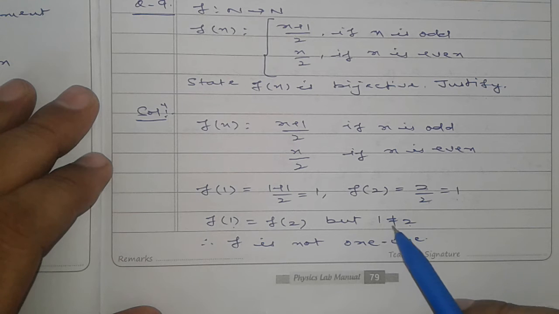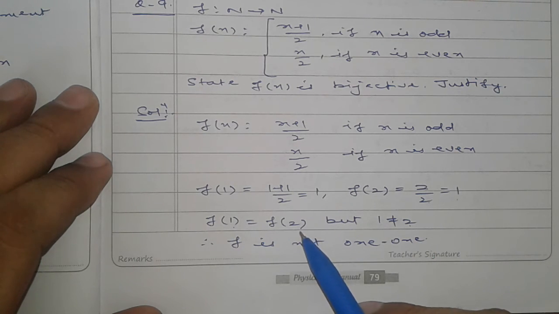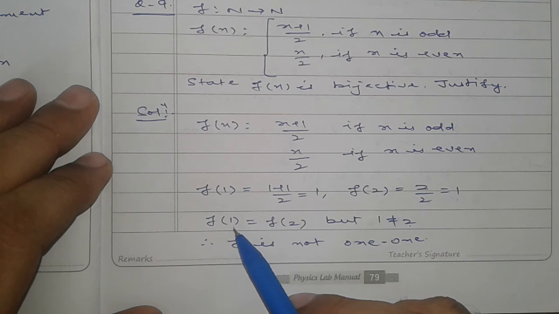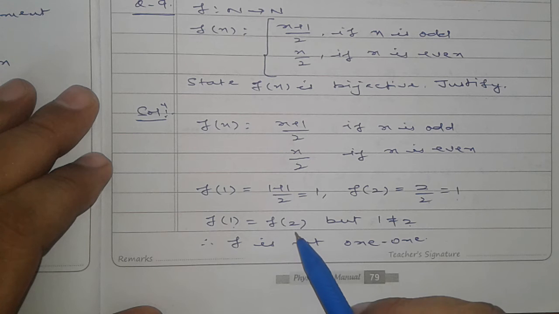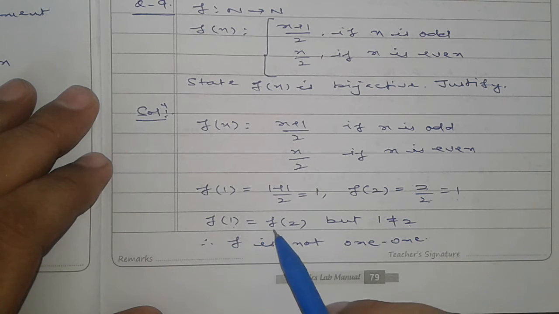What should happen is, if x1 and x2 are equal then f of x1 and f of x2 should be equal, and if x1 is not equal to x2 then f of x1 is not equal to f of x2. So therefore the function is not 1-1. In this case x1 and x2 are not equal but f of x1 and f of x2 are equal.